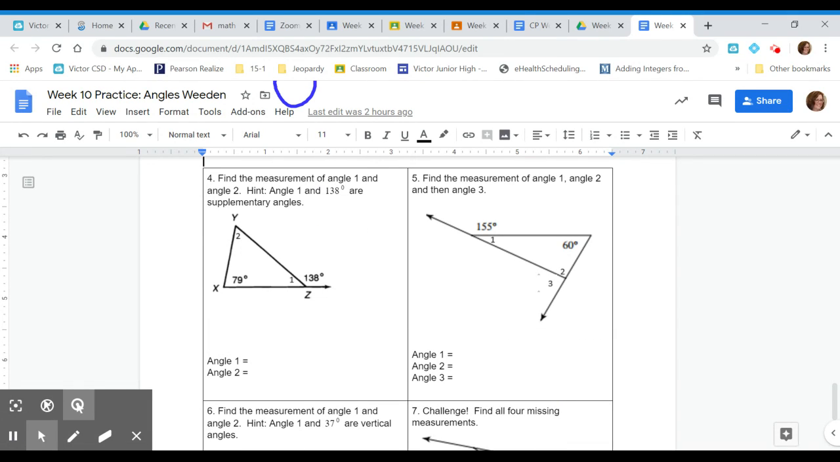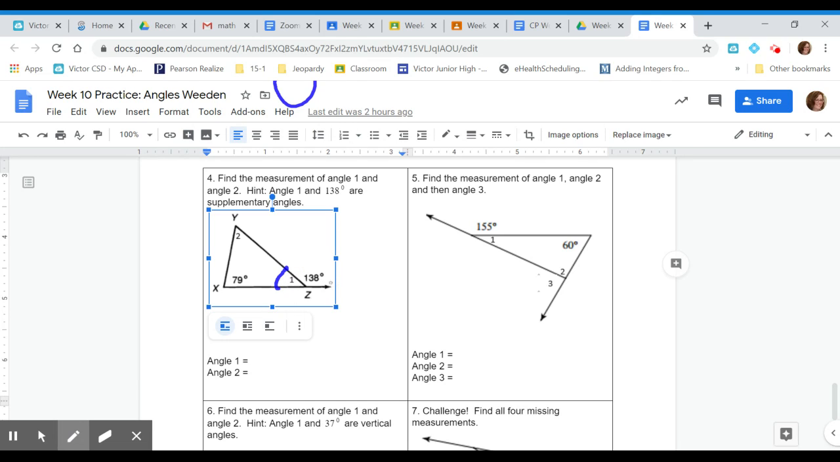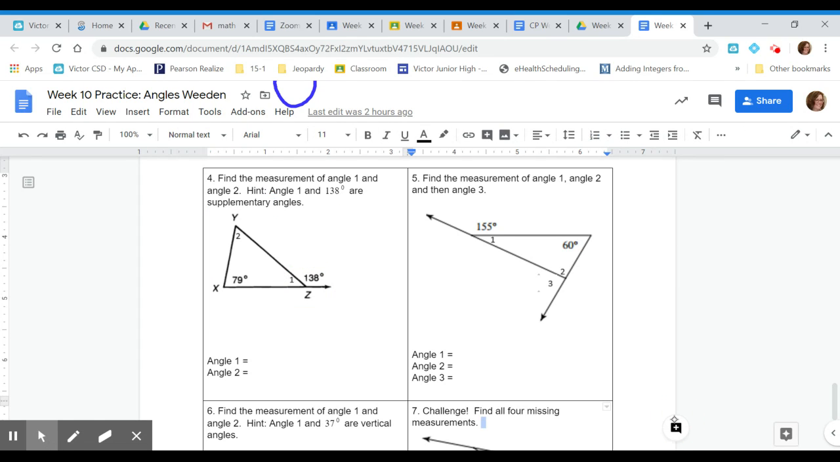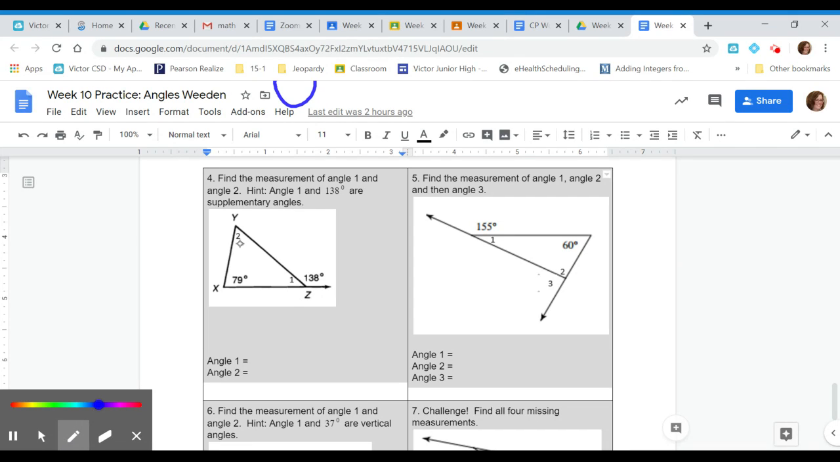These last few pictures get a little more complicated because we need to use our hint here that angle 1 and 138 are supplementary. So if you look at what I've drawn here, they equal 180. So you have to figure out what is angle 1 so that 138 plus something gives us 180. So once you know angle 1, you can then use our rule of triangles having 180 degrees to find angle 2. So this is a two-step one. You're going to have to find out what angle 1 is first, and then see if you can find out angle 2 from that.